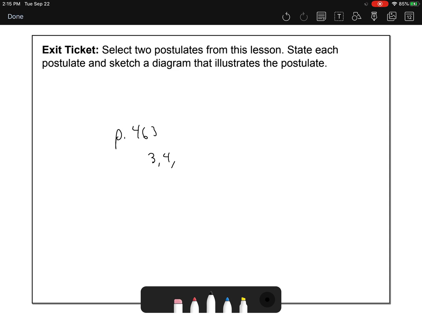Okay. The assignment then is on page 463, and we're going to do numbers 3, 4, 13 through 20, 23, 29, 30, and 34. And those are just talking about postulates.